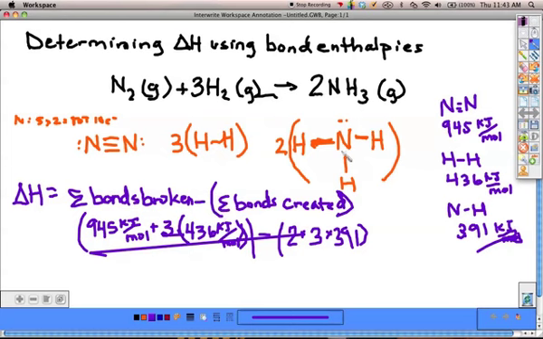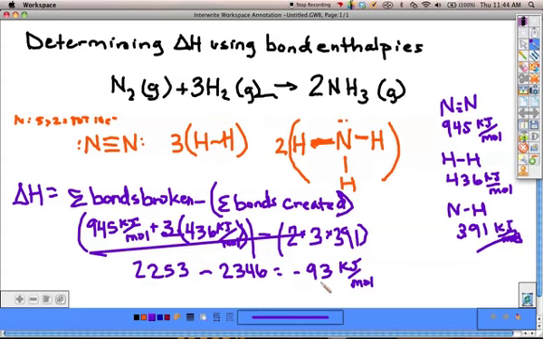Let's try the board one more time. Okay, appears to be working at least slightly now. So I'm going to have from my bonds broken 2,253, and I'm going to subtract from that my bonds that are created, because bonds that are created release energy, which is why I'm doing a negative, because we know exothermic, releasing energy, is negative: 2,346. And I get a total value of negative 93 kilojoules per mole.